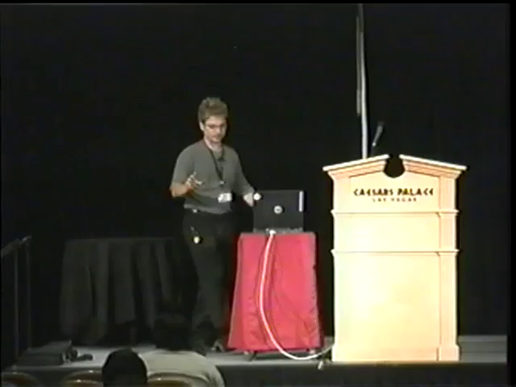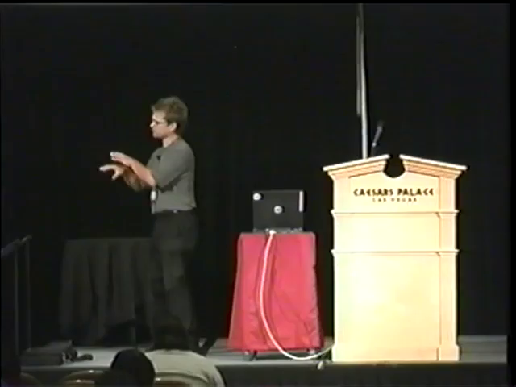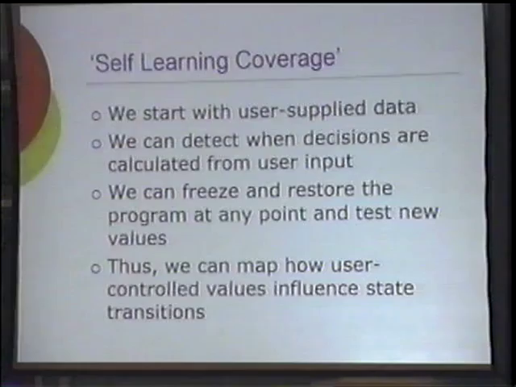Now what I'll do is I'll paint those locations as I instrument the target and run with it. My eventual goal is to have this be self-learning. If I see a branching location, a branch decision based upon user supplied data, I'd like to be able to stop the program, change the value, and rerun it from that point forward.